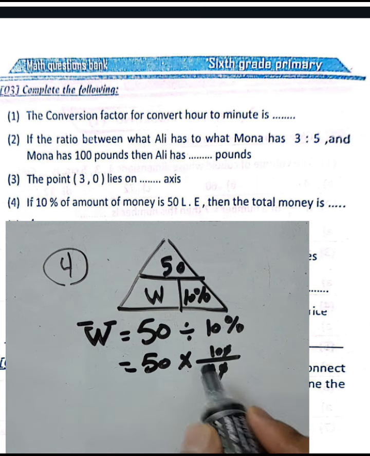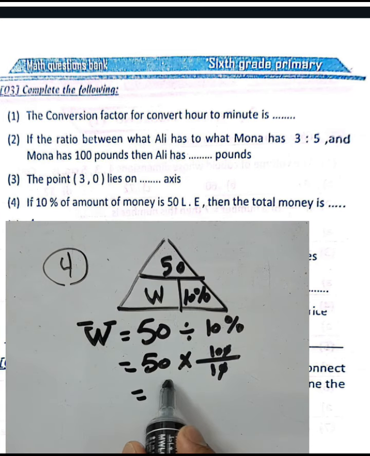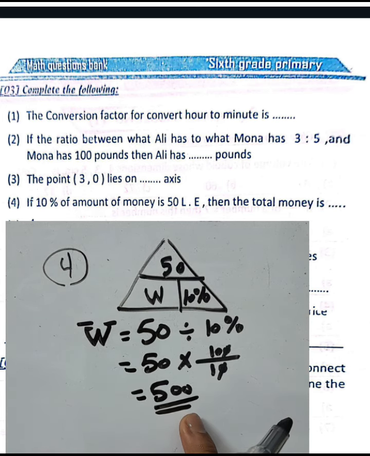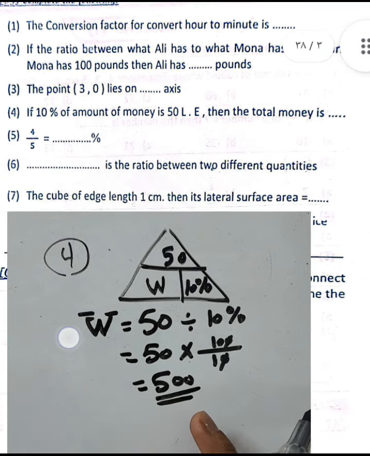Cancel 0 by 0, and 50 times 10 equals 500. Then the total money will be what? 500. Write 500 in the space.